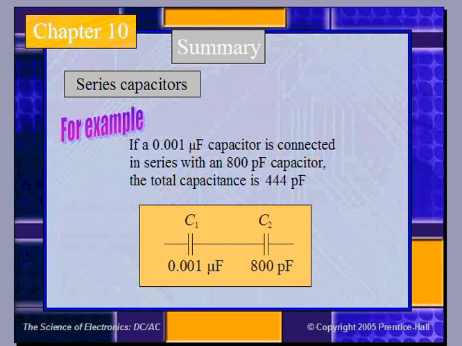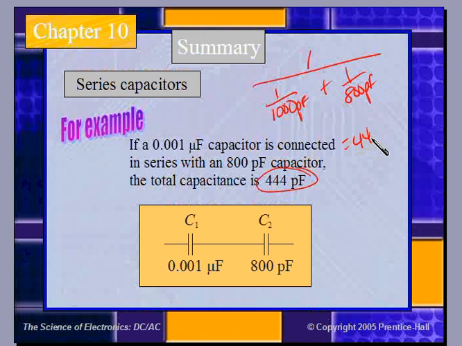For example, if a 0.001 microfarad capacitor is connected in series with the 800 picofarads, the total capacitance is 444 picofarads. So this is found by taking 1 over the 1000 and 1 over the 800 to get 444 pico. Now notice the total capacitance is smaller than the smallest capacitor.